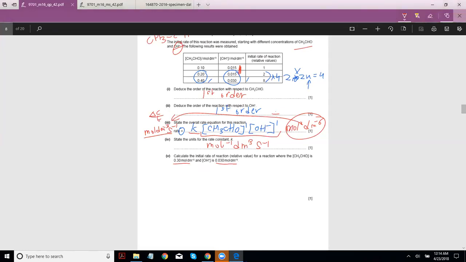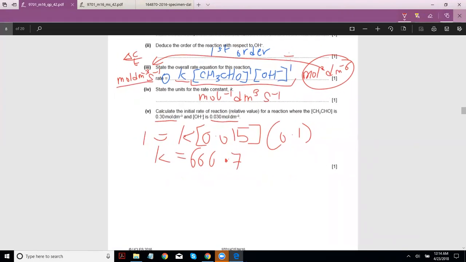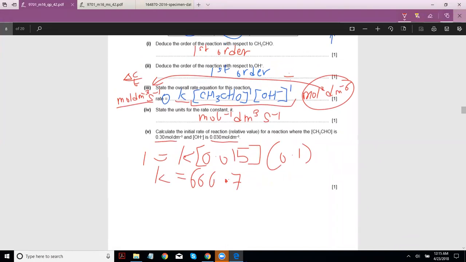So first, rate 1 is equal to K times, and I'm just picking values from this row. 0.15. You would get K, which is 0.1 into 0.015. Do you really need to do this? So with the ratio method, you just do it like you found out the order. You don't really need to calculate K.